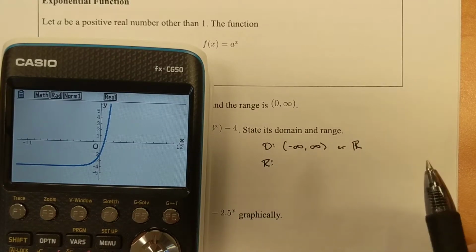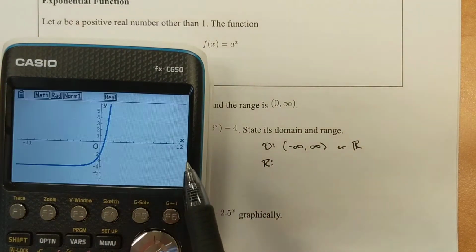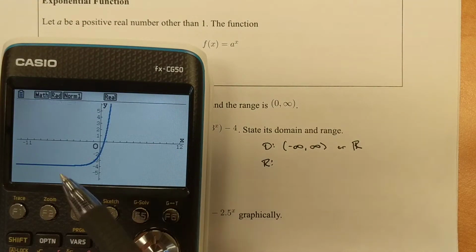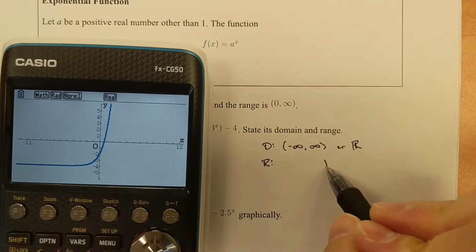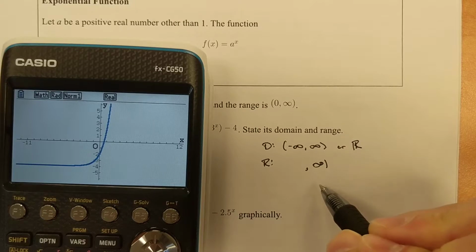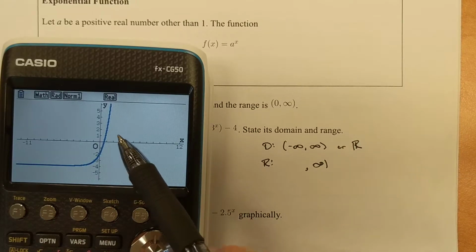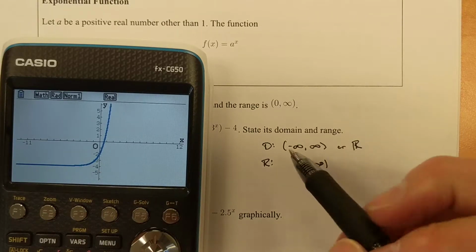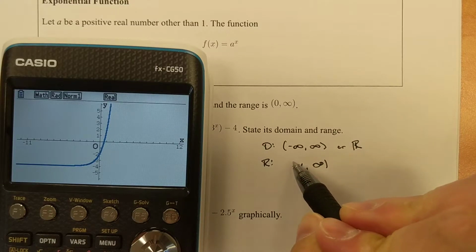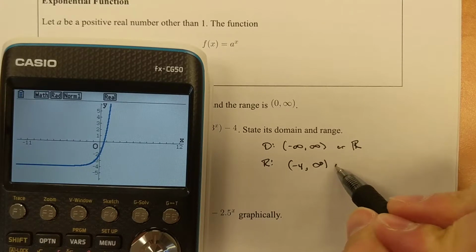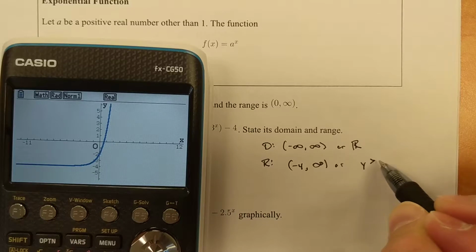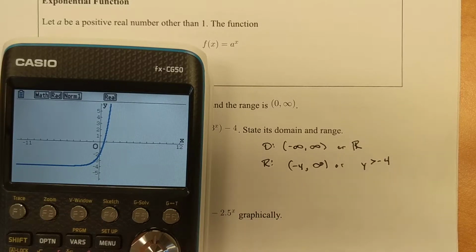So the range is the y values. So this graph goes up forever, so it's going to go up to infinity, but it will have a lower value. If you look here at the graph, it flattens out here at negative 4. So negative 4 is actually the lowest value that the graph can take. Or you could write it as y must be greater than negative 4, if you wanted to write it that way.